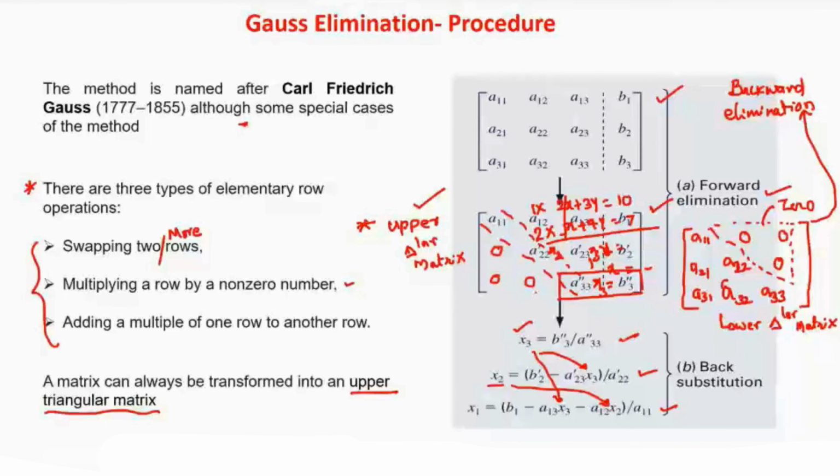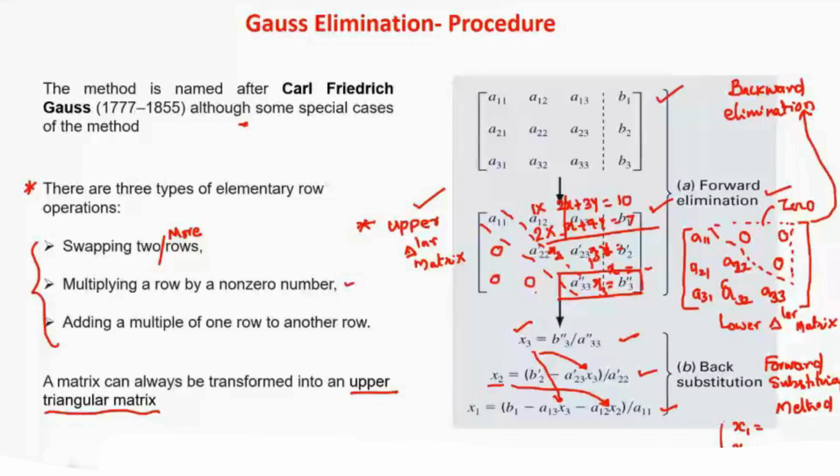Similarly, if you are applying back elimination, you use the forward substitution method. In the case of the back substitution method, you will get x3 first. In the forward substitution method, you will get the x1 value first, then x2, and later on x3.